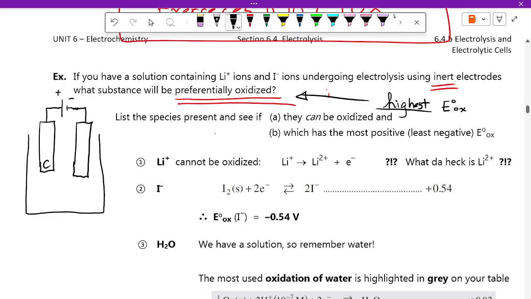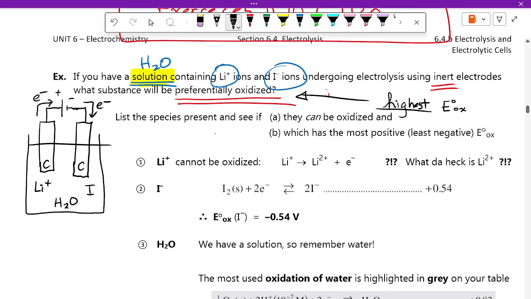So which direction are electrons flowing? Are they flowing from left to right or from right to left? They're flowing from left to right because they're attracted to the positive terminal and they are repelled from the negative terminal of the battery. And we have a solution. And if we have a solution, that tells us that not only do we have lithium and iodine, but we also have water. So we're going to draw all of those things in our beaker. We have Li+, we have H2O, and we have I-.